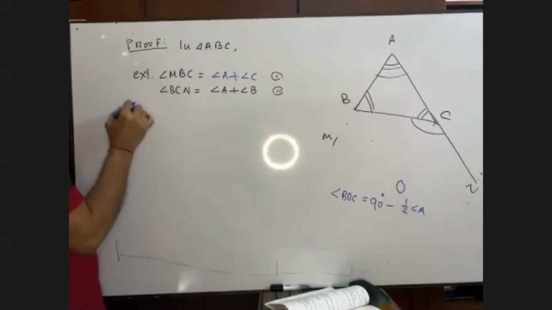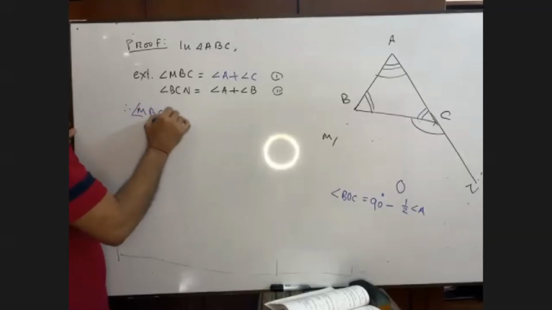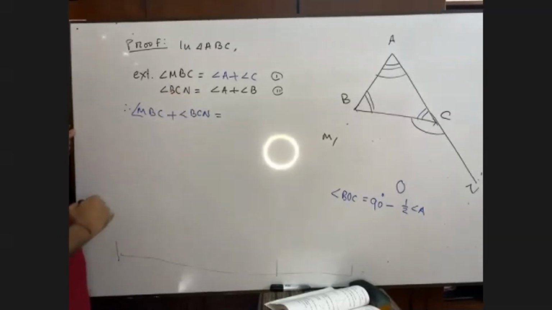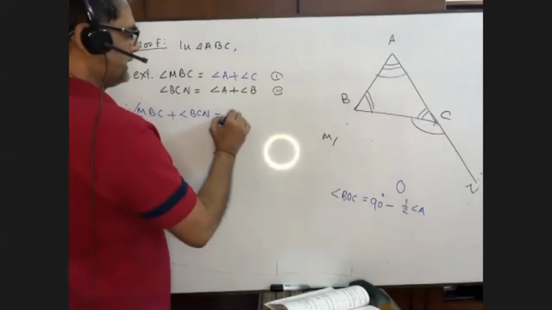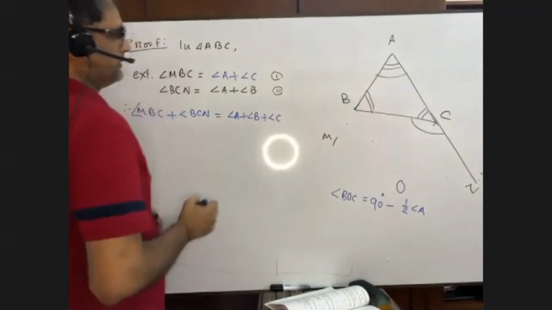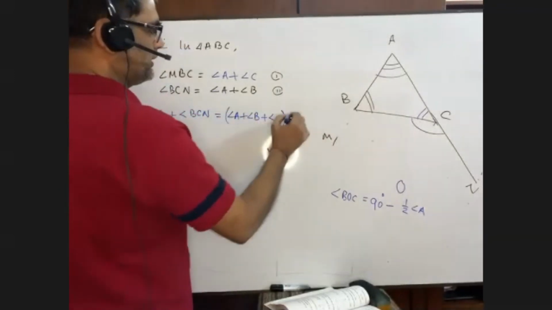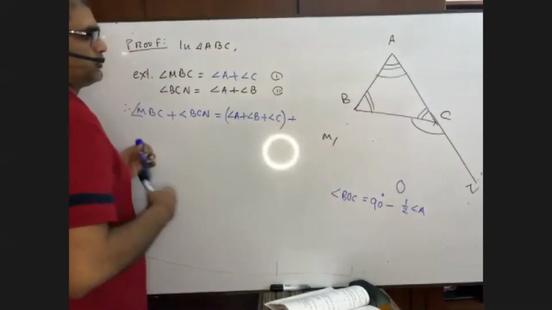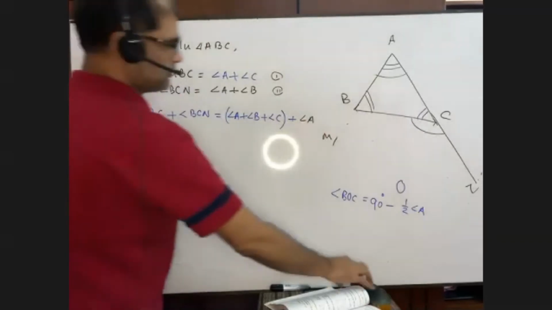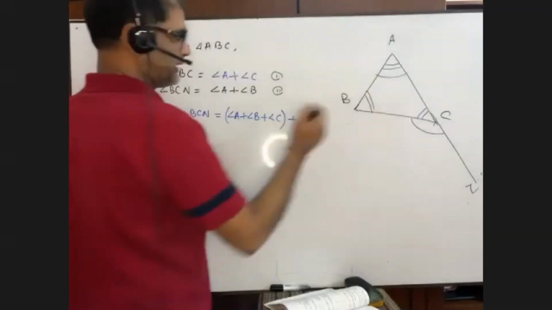You write down, therefore, angle MBC plus angle BCN is equal to what? We are getting angle A, angle B, angle C. We are getting two A's. Have you got it? Yes, sir. What you are getting here? There are two angle A's, right? Please pay attention. Try to understand.